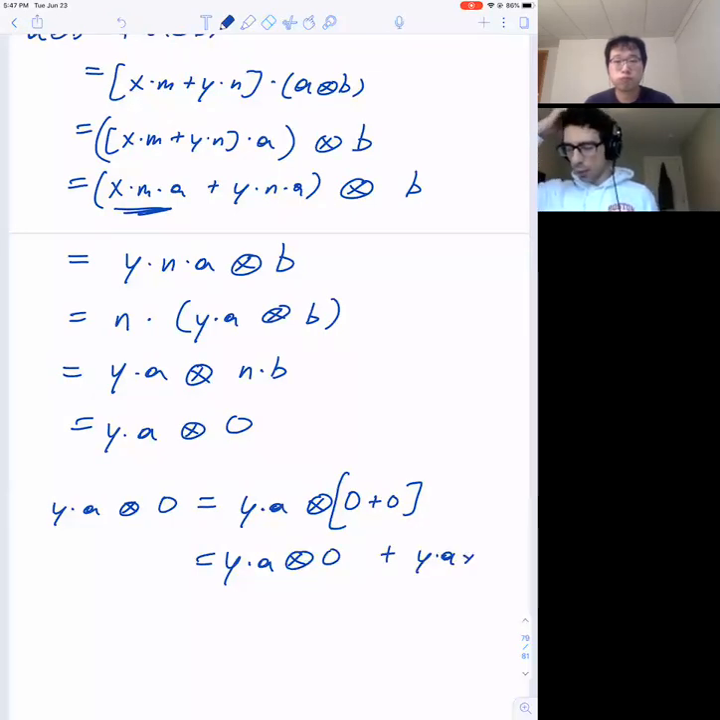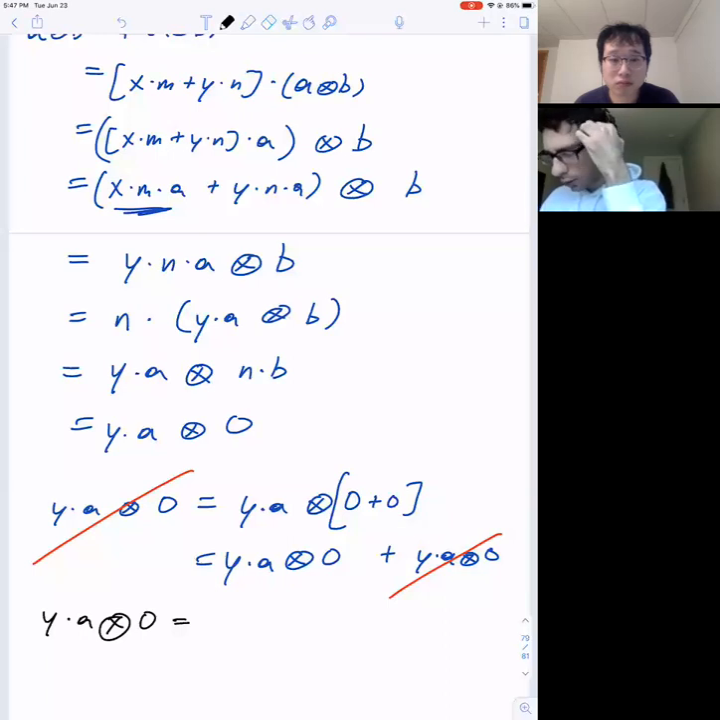this. Sums get broken up. Sums in each component get broken up. But then we have here and here are the same thing. So we have y times a tensor product 0 is the same thing as the thing we started with. This is 0, and we're done.